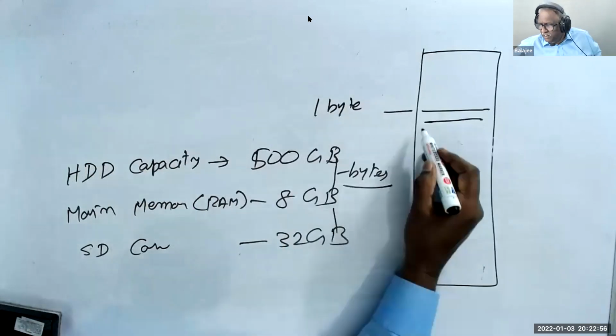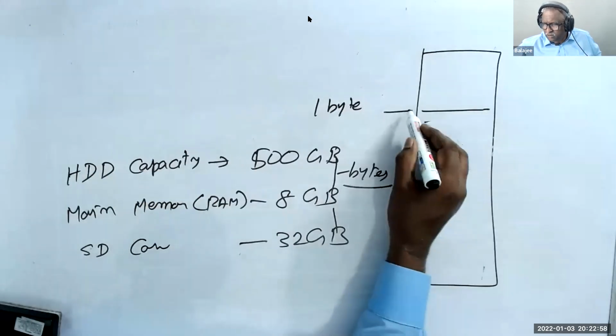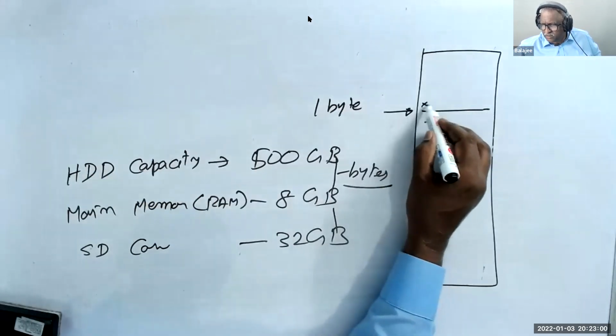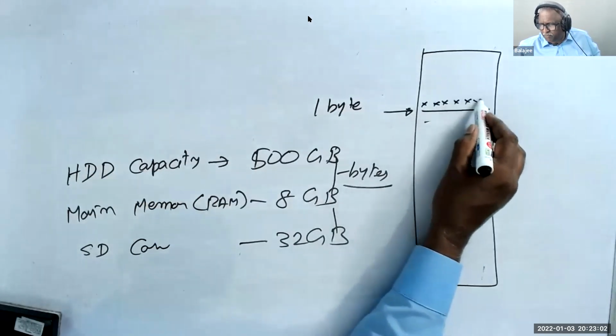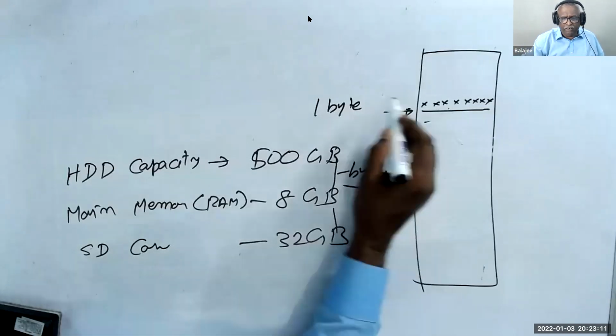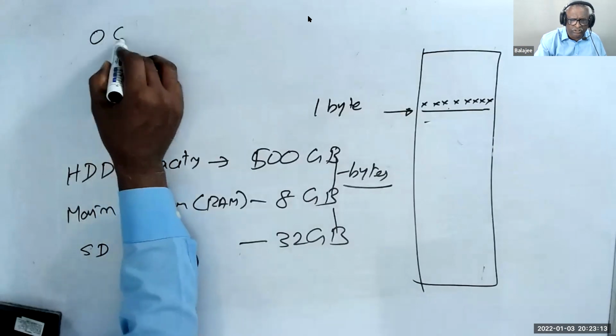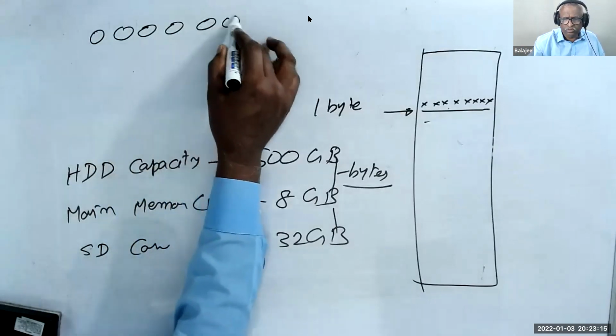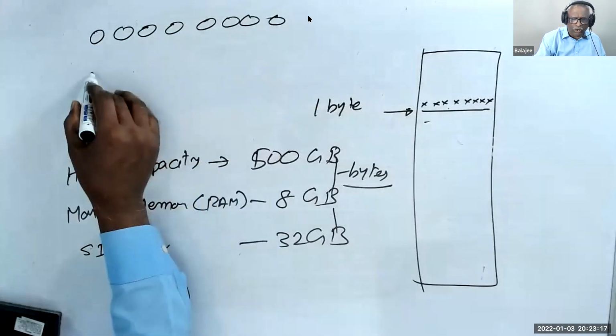That means in one line, I can store 8 bits. I can store 8 bits. That's it. Nothing more than that. So I can store a number. The lowest number is 00000000. The highest number is 11111111.